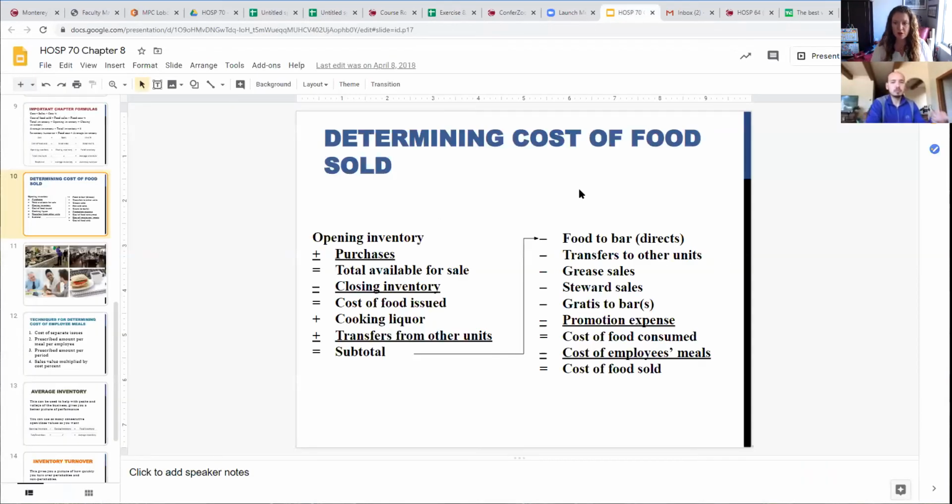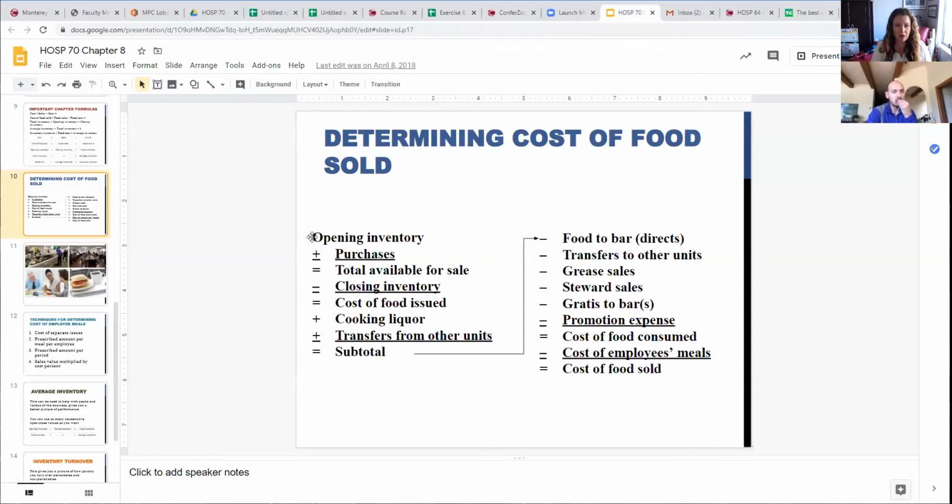Okay, so I just want to start with part of the lecture and talk about how to figure out your inventory and, more importantly, your cost of food sold. So if you guys remember back to when we talked about food cost percentages, in order to figure out what your food cost percentage is, you need to figure out what your cost of food sold is. And this number doesn't come by easily. It's a multiple step process. And so this slide shows you that.